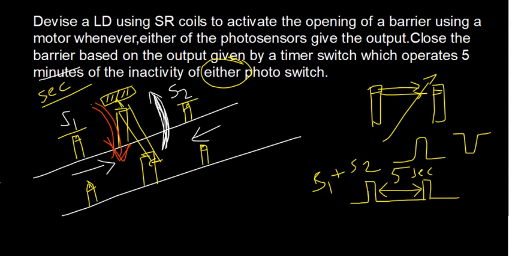So in order to activate the motor, you are making use of those indications by your set and reset coils. So how the system would look here is, you have one switch, say S1, and you have another switch, say S2. Whenever either of these two switches operates, you have to set the coil.